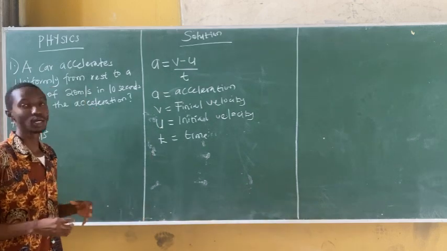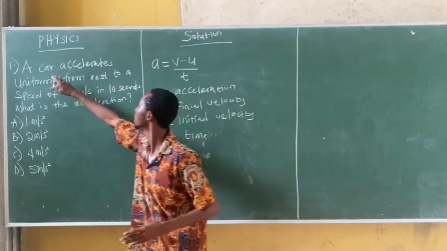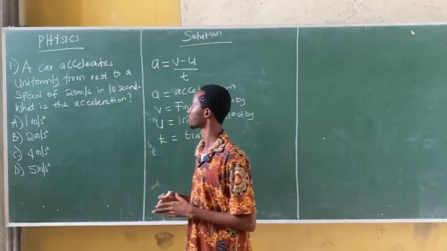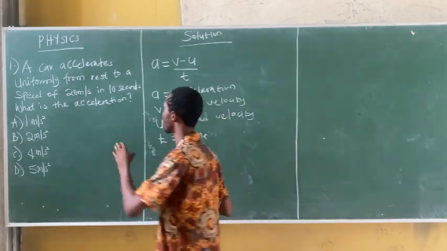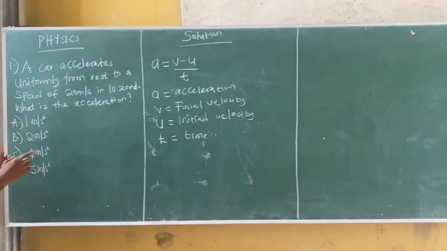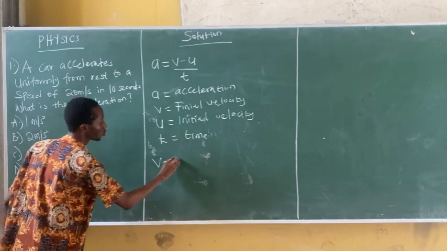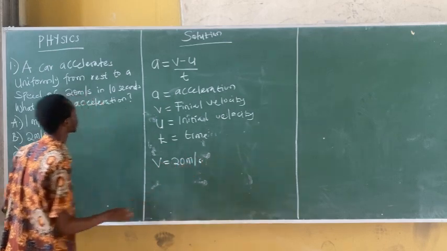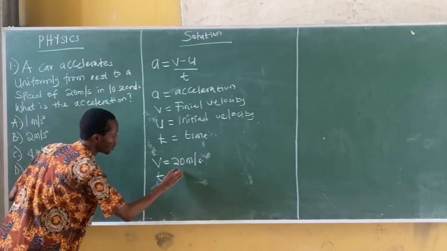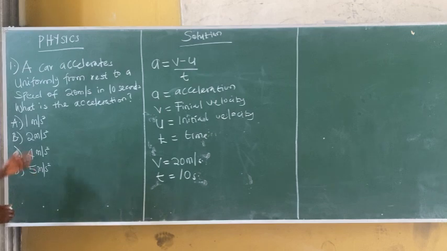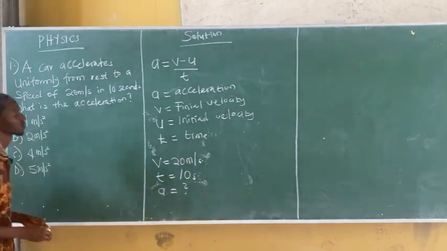Now, having known this, let's write out the given parameters from the question. It says a car accelerates uniformly from rest to a speed of 20 meters per second. They have given us the final velocity V to be 20 meters per second. They say in 10 seconds, so they gave us time. Time is 10 seconds. They say what is the acceleration? So we don't know A. We should find A, acceleration.